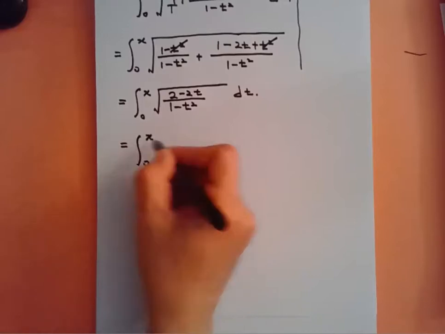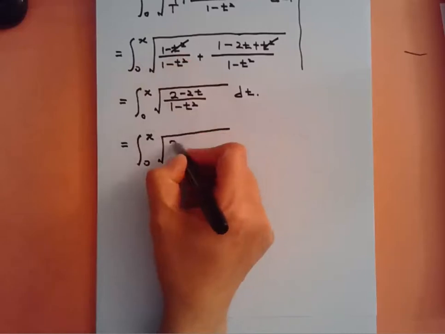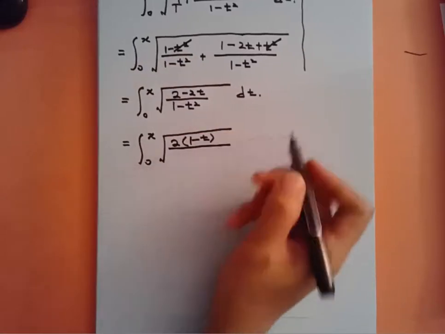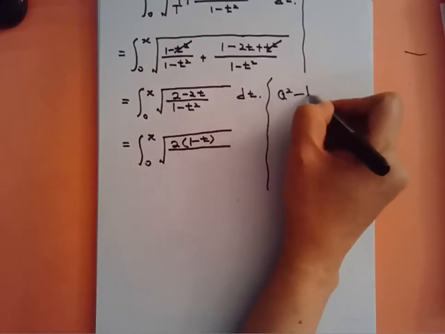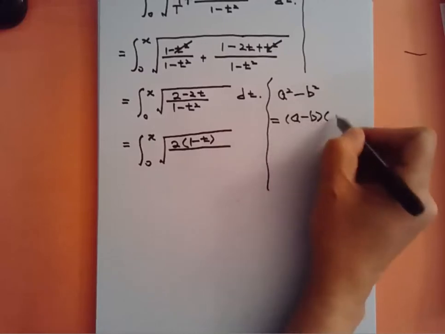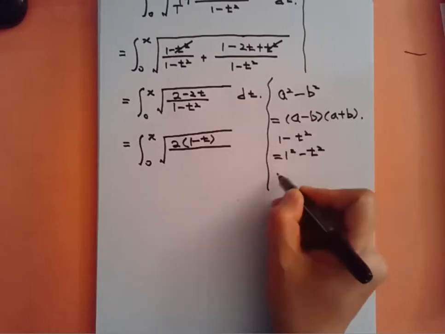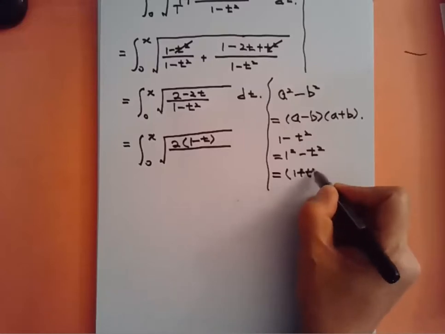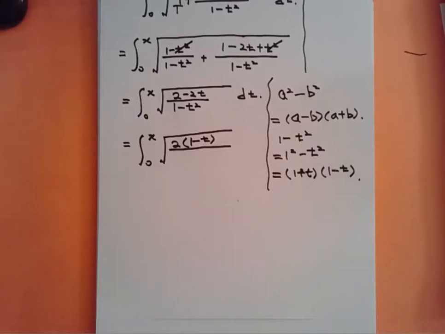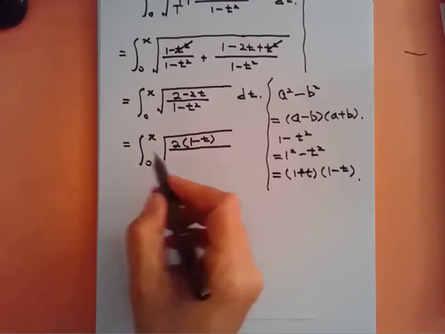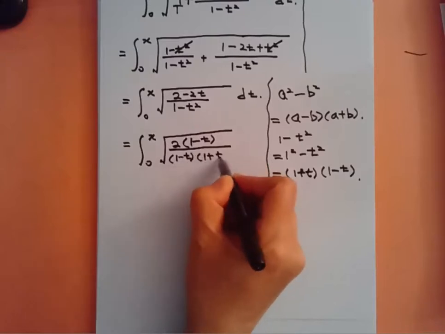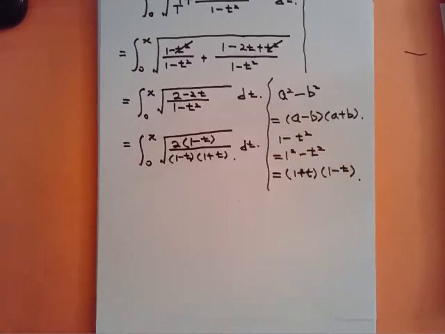So that is from 0 to x square root of, what is the numerator? We take out 2. So 2 times 1 minus t over, here is the formula: a squared minus b squared factors into a minus b times a plus b. We will use that. So 1 minus t squared can be perceived as 1 squared minus t squared, and then it can split into 1 plus t times 1 minus t. So that is 1 minus t times 1 plus t in the denominator. Any ambiguity in the calculation? I can clarify.